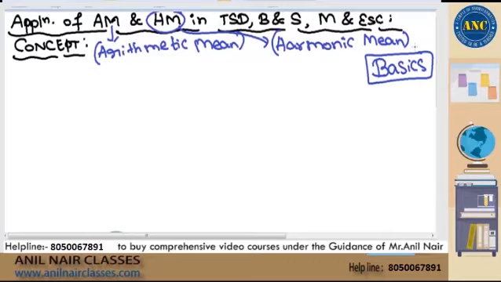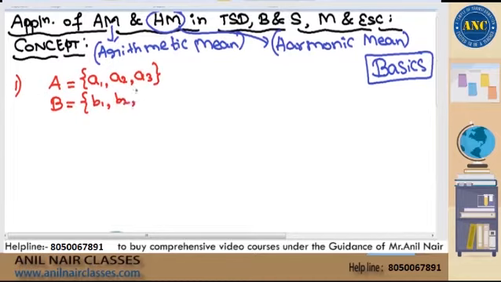Clear, sir? Everyone? AM is arithmetic mean, HM is harmonic mean. Hemanta, I hope it is clear. Anyway, you need to know only a few things for this particular domain. Let us see that, sir. Now see here. Suppose, first key point. Suppose I take two elements, A and B. I will call the elements of A as A1, A2 and A3. Similarly, I will call the elements of B as B1, B2 and B3.